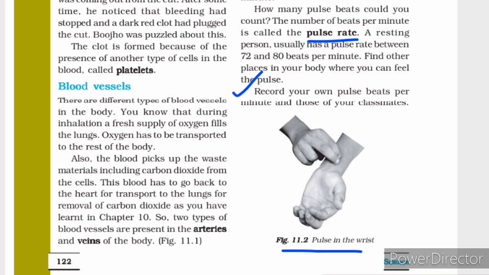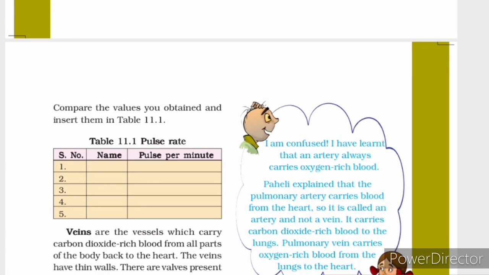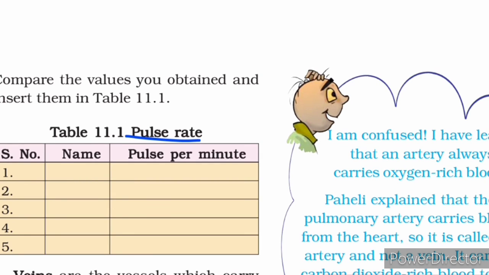So you have to check your pulse rate and record the number of pulse beats per minute of you and your friends or your classmates in Table 11.1. I have performed this activity on my own. That is, I checked my pulse rate and I got my pulse rate, which is 76 per minute when I was in the resting position. In the same way, you can also check your pulse rate.